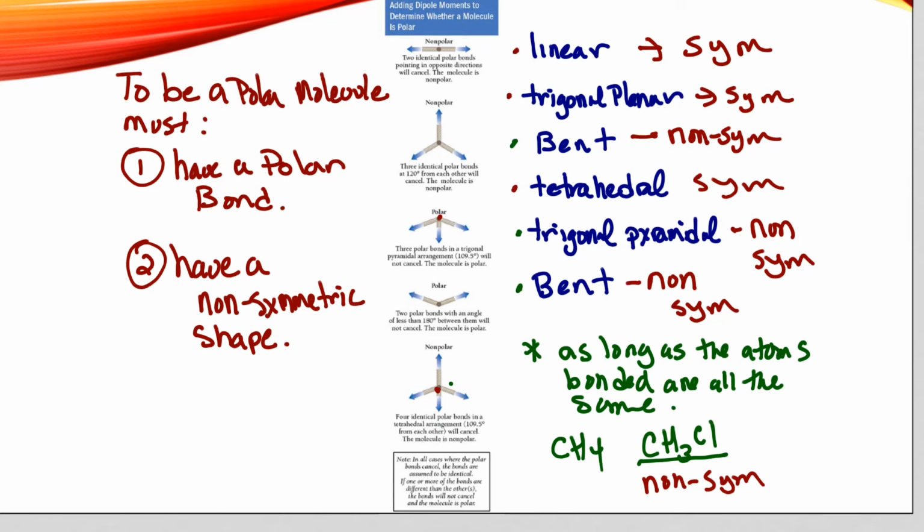So the idea is that CH4, right, is going to be non-polar. This molecule, because it now has a non-symmetric shape, would be polar. So this can have a big influence on whether the molecule is polar or not. But ultimately it comes down to answering these 2 questions. Does it have at least one polar bond? Does it have a non-symmetric shape? If you say yes to both of these, then you have a polar molecule.